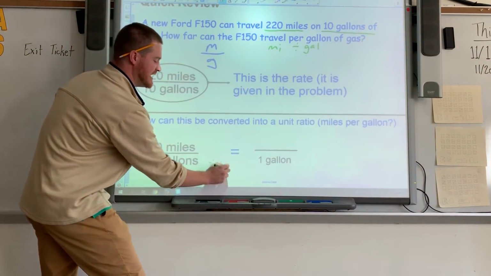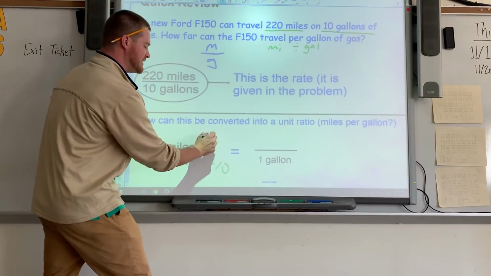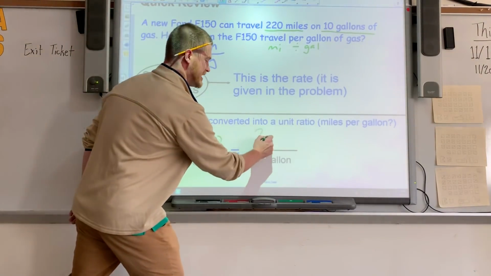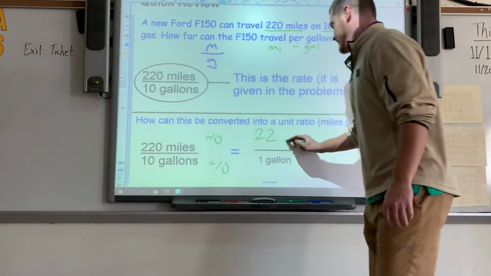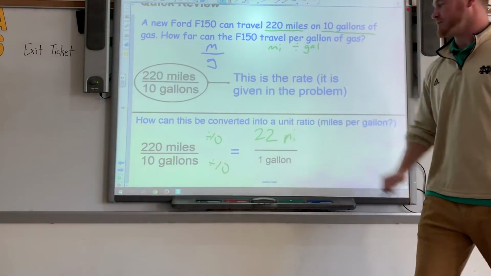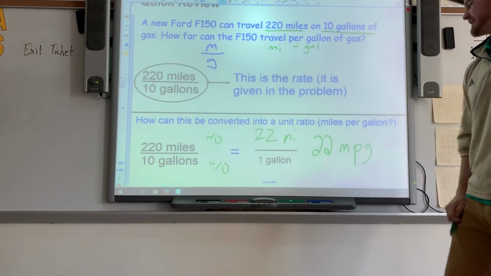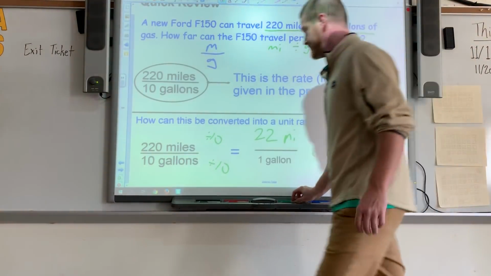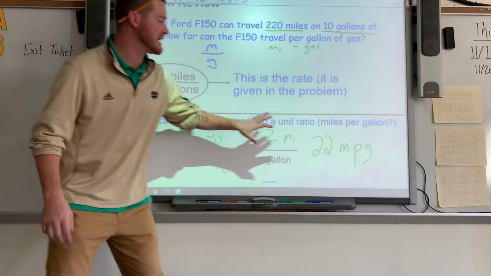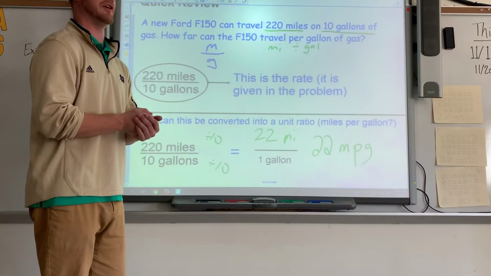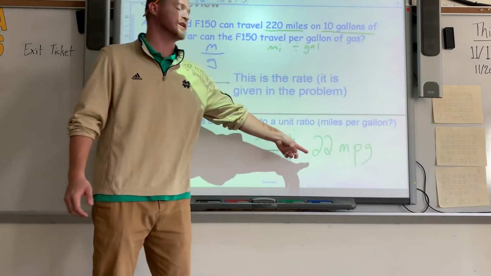So divided by 10, what we do to the top, we do to the bottom, and 220 divided by 10, if you type it in your calculator, you get 22. And that would be miles on top. So what this represents is 22 miles per gallon. MPG stands for miles per gallon. So once we have our unit rate, 22 over 1, 22 miles per gallon, if they say how far could he go on 5 gallons, you just do 22 times 5.